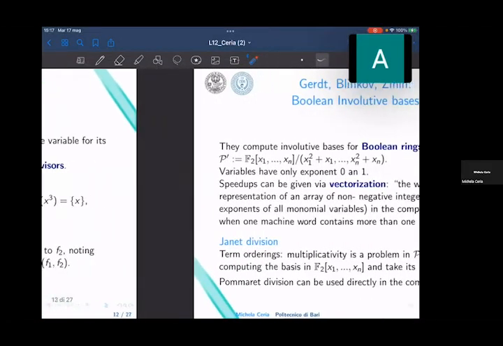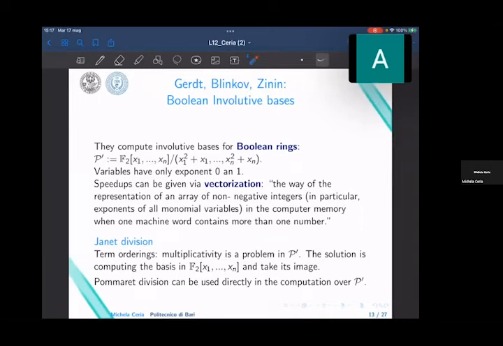These kinds of bases are mainly used in applications in physics, but there is also some study that is nearer to crypto. In particular, the most famous divisions, Pommaret division and Janet division, have also been used to study involutive bases over Boolean rings. So you are over F2[x1,...,xn] modulo the field equations. In this case, you have variables that have only exponents 0 and 1. So it's good for memorizing them with vectorization.